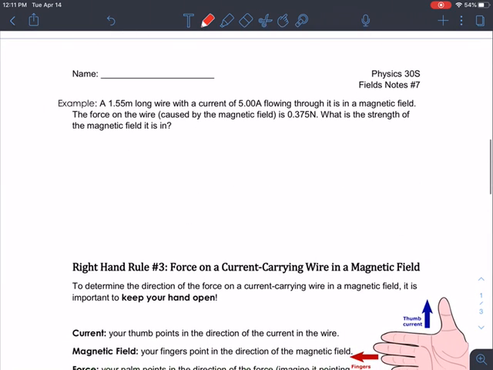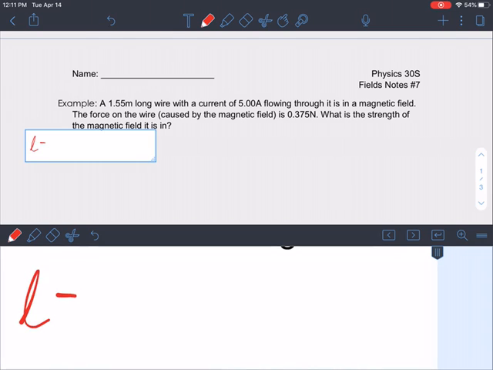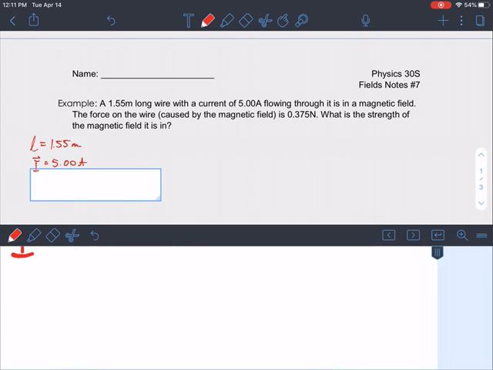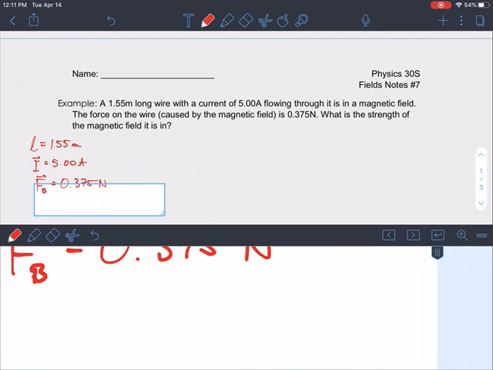Quick example of how we can use this formula. We've got here a 1.55 meter long wire. So the length is 1.55 meters. It's carrying a current I of 5.00 amps through a magnetic field. The force on the wire, so we know FB, that's the force, is 0.375 newtons. What is the strength of the magnetic field? So we're looking for big B.